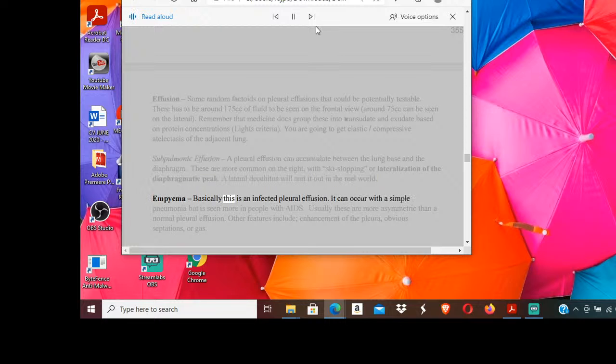Empyema, basically this is an infected pleural effusion. It can occur with a simple pneumonia but is seen more in people with AIDS. Usually these are more asymmetric than a normal pleural effusion. Other features include enhancement of the pleura, obvious septations, or gas.